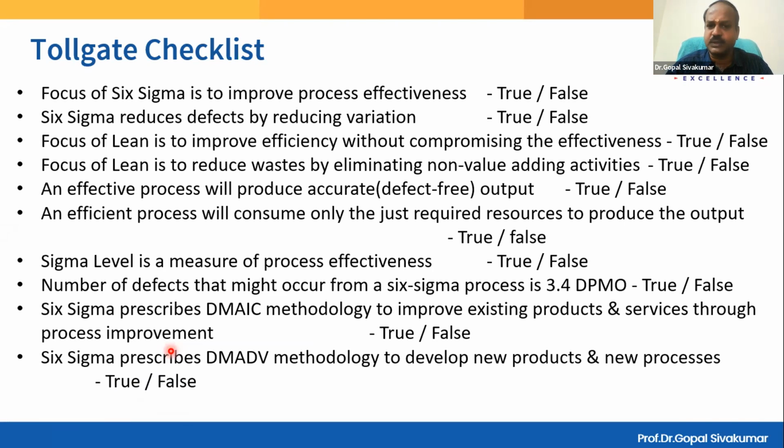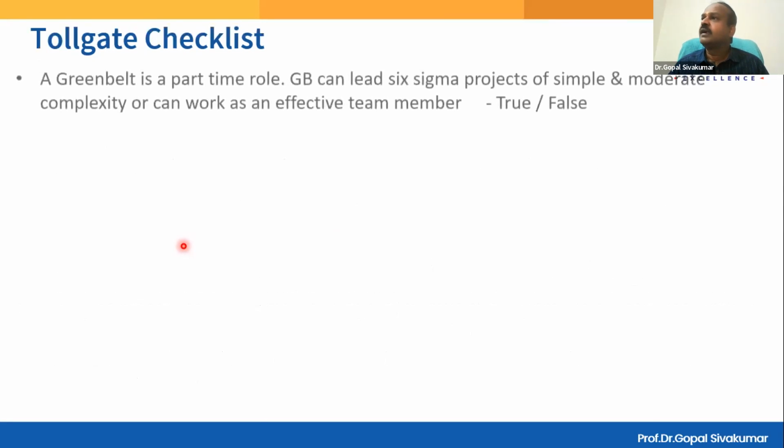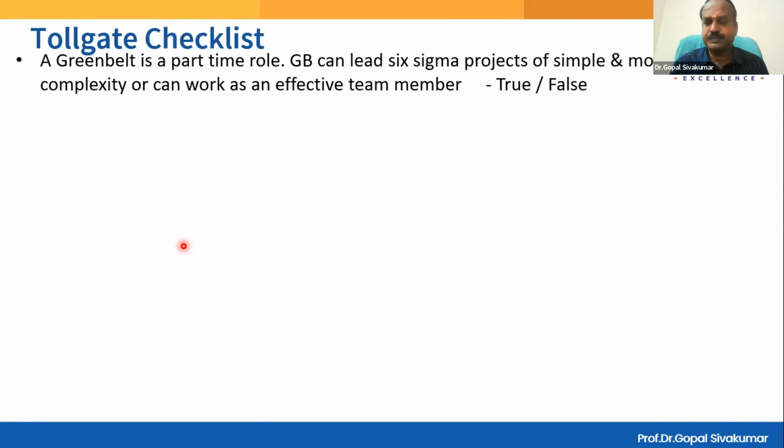You can develop a new process. You can completely come out with a new design. You can completely come out with a new product, or it can be a new assembly line or a new product line, anything that is new, a new way of hiring process. That is a DMADV project, right? That's called DFSS. The green belt is a part-time role. Green belt can lead Six Sigma project.